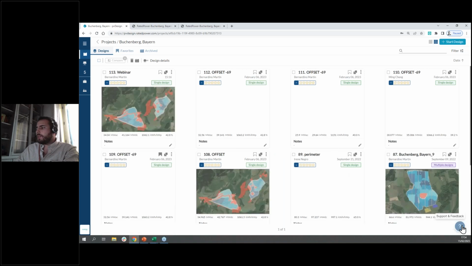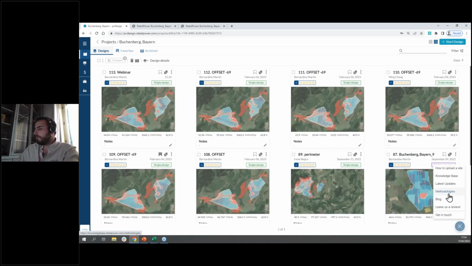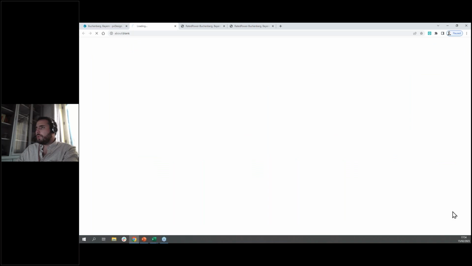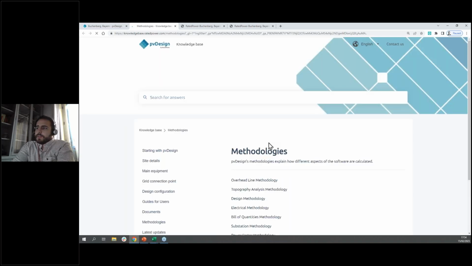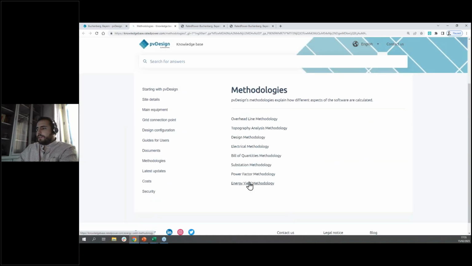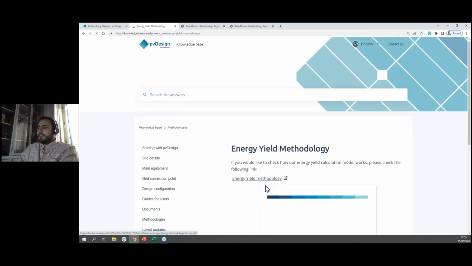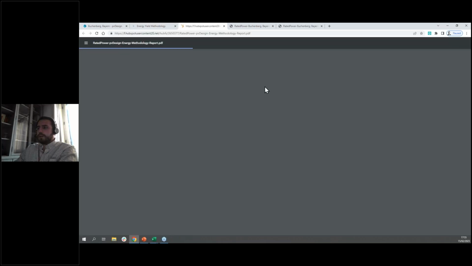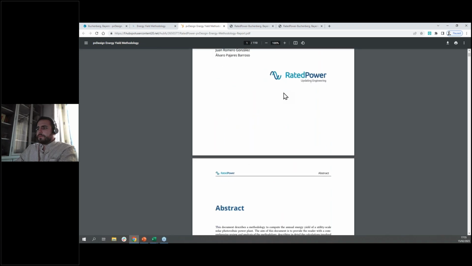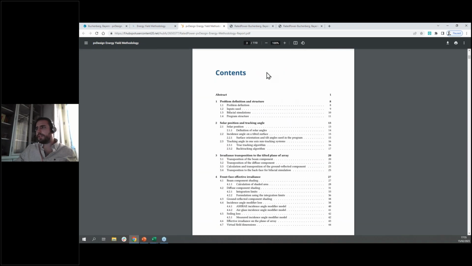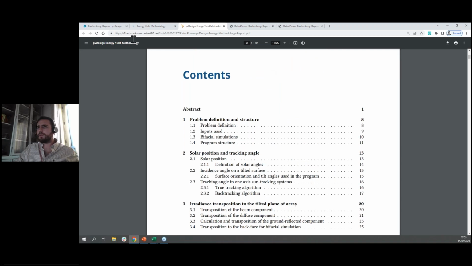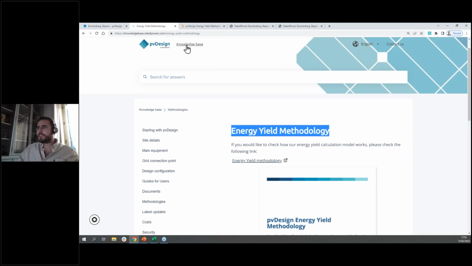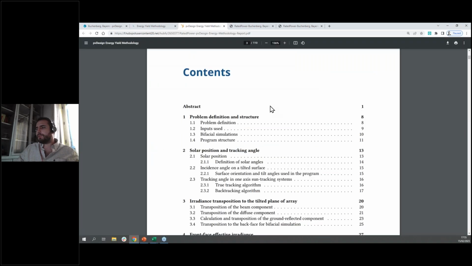So using these two inputs, we mainly simulate the yield of the PV plant, and this yield is calculated using our energy yield methodology. Here you can read it in detail to see how things are calculated. Here you have the table of contents. This link is accessible for everyone, so you just need to look in Google for energy yield methodology, knowledge base, and you will be able to read it, okay?